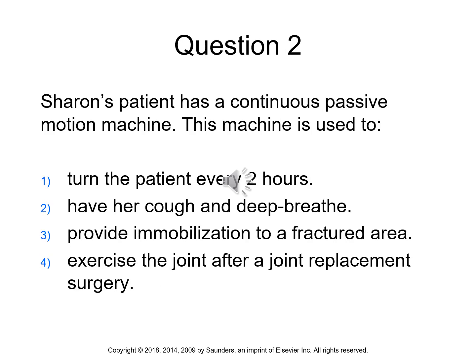Question two, Sharon's patient has a continuous passive motion machine. This machine can be used to, the answer is, exercise the joint after a joint replacement surgery. After any surgery, a patient should be able to turn or be turned every 2 hours, cough and deep breathe. And a cast is used to provide immobilization for a fractured area.